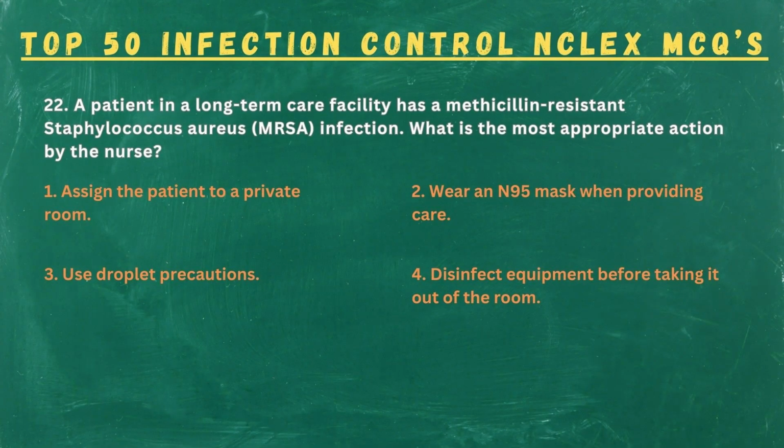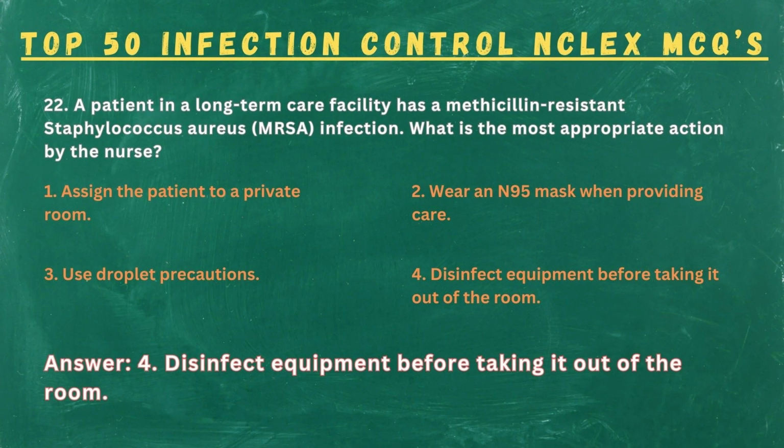22. A patient in a long-term care facility has a methicillin-resistant Staphylococcus aureus (MRSA) infection. What is the most appropriate action by the nurse? 1. Assign the patient to a private room. 2. Wear an N95 mask when providing care. 3. Use droplet precautions. 4. Disinfect equipment before taking it out of the room. Answer: 4. Disinfect equipment before taking it out of the room.